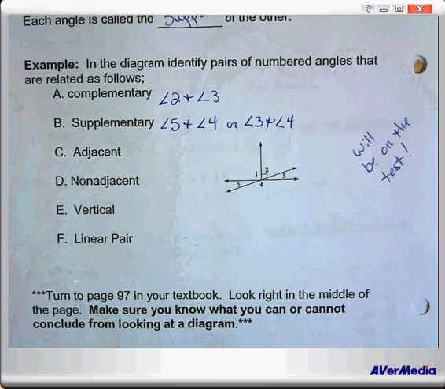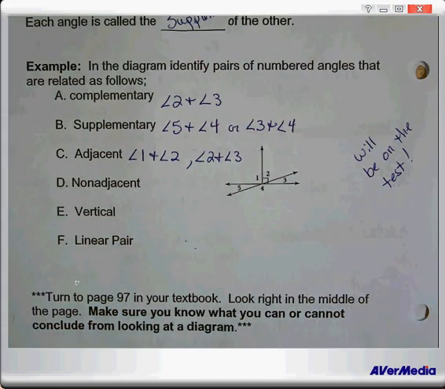All of those are adjacent. Now, non-adjacent means you don't want them touching. They can share a side or they can share a vertex, but not everything all in common. So a quick, easy example of that would be like angle 2 and angle 5. Notice they only have a common vertex. They don't have anything else in common between the two of them.